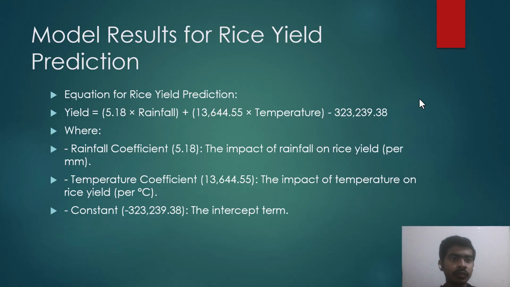Then we have model results for rice yield prediction. For the yield prediction, we use the equation with the constants, the equation for rice yield prediction. Here the rainfall coefficient is 5.18, the temperature coefficient is 13,644, and then the constant is minus 323,239. So this is related to the prediction.